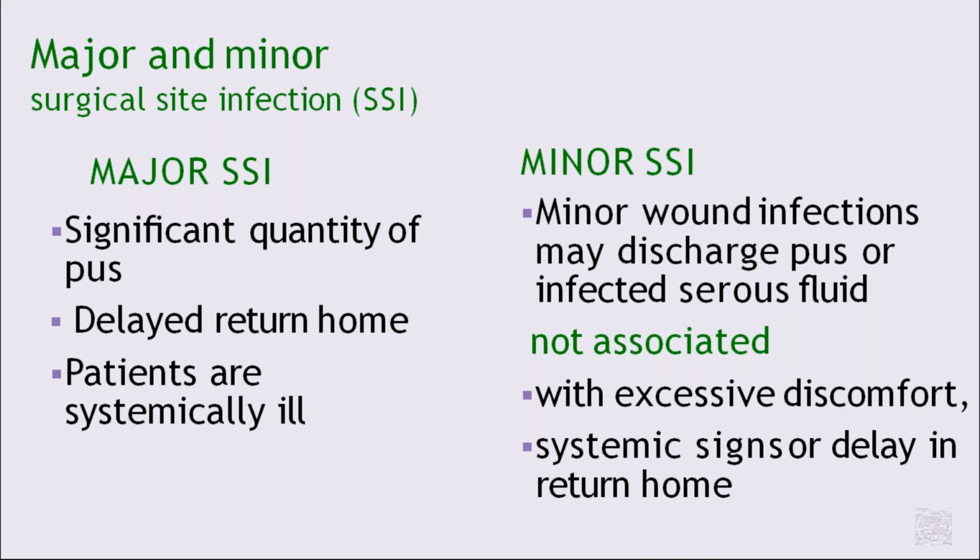So what are the major and minor surgical site infections? How will you classify them as major and minor? Coming to the major, it is significant depending upon the quantity of the discharge. So the discharge should be significant. Next one is delayed return home. So these are systemically ill patients. Minor wound infections may discharge pus or any infected serous fluid also, not associated with excessive discomfort or systemic signs or delay in return home.